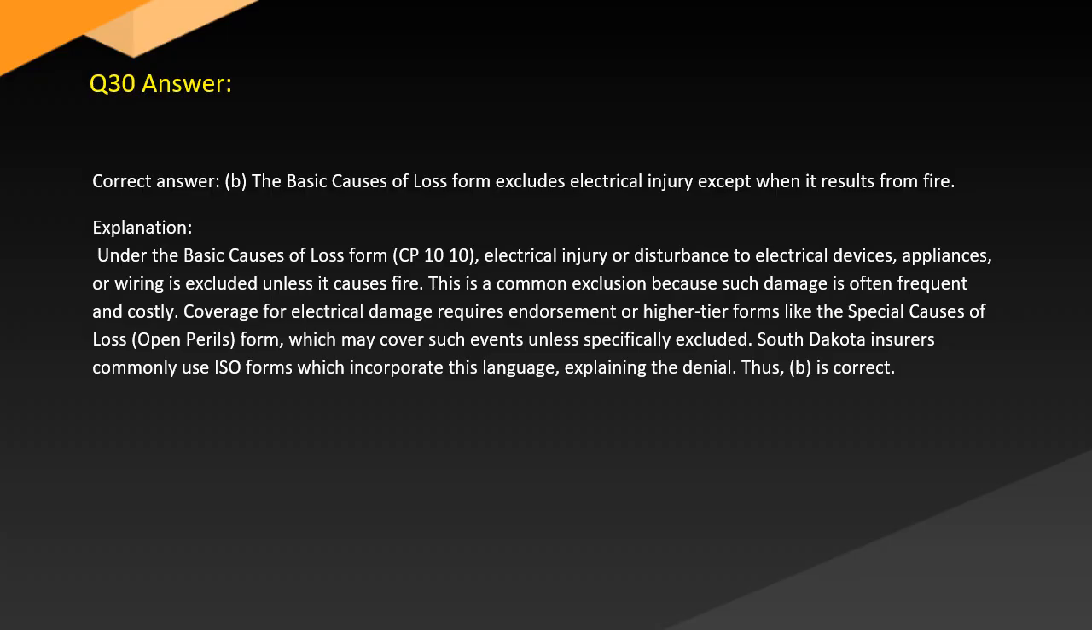Answer. Correct answer: B, the basic causes of loss form excludes electrical injury except when it results from fire. Explanation: Under the basic causes of loss form CP 1010, electrical injury or disturbance to electrical devices, appliances, or wiring is excluded unless it causes fire. This is a common exclusion because such damage is often frequent and costly. Coverage for electrical damage requires endorsement or higher tier forms, such as the special causes of loss, open perils form, which may cover such events unless specifically excluded. South Dakota insurers commonly use ISO forms which incorporate this language, explaining the denial. Thus, B is correct.